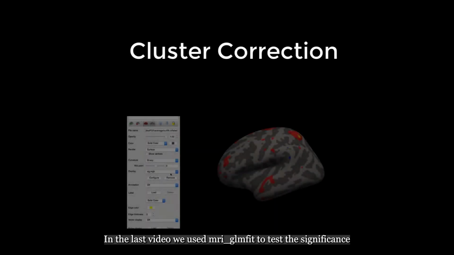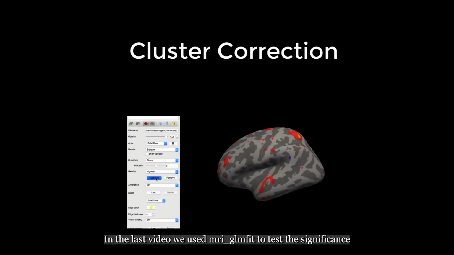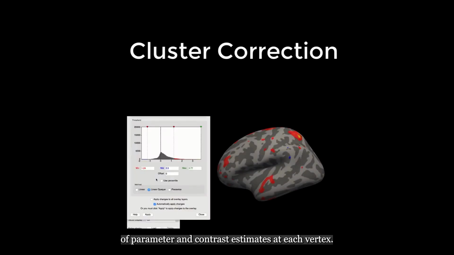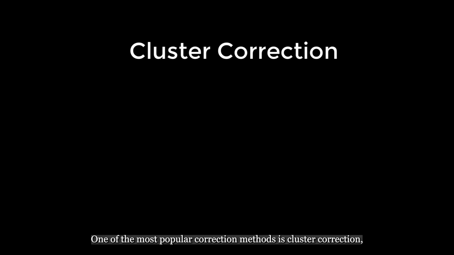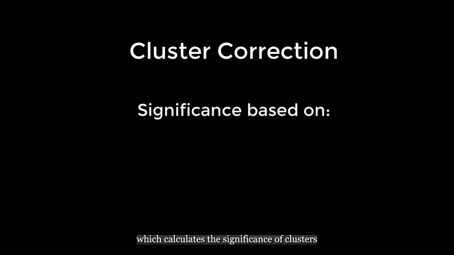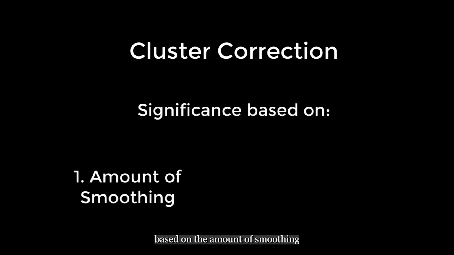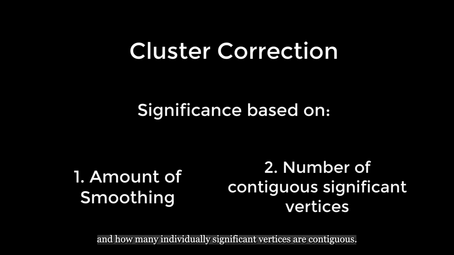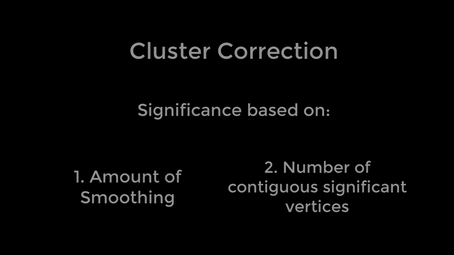Finally, we come to cluster correction. In the last video, we used mri_glmfit to test the significance of parameter and contrast estimates at each vertex. However, we need to correct for the number of tests that we do. One of the most popular correction methods is cluster correction, which calculates the significance of clusters based on the amount of smoothing and how many individually significant vertices are contiguous.